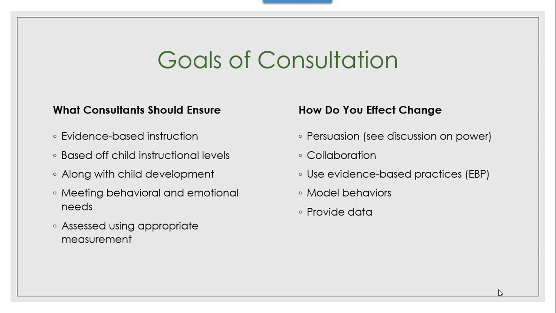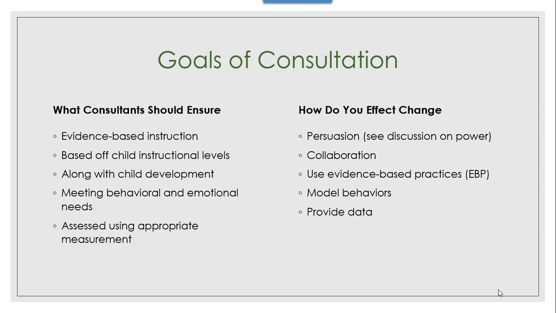Don't try and shoot too high for your goals or your interventions, or too low. Either way, you'll kill motivation. You want to make sure that they're developmentally appropriate, that they meet the needs of the child, and also that they are assessed correctly. How do you know if something has gotten better if you haven't evaluated it correctly?